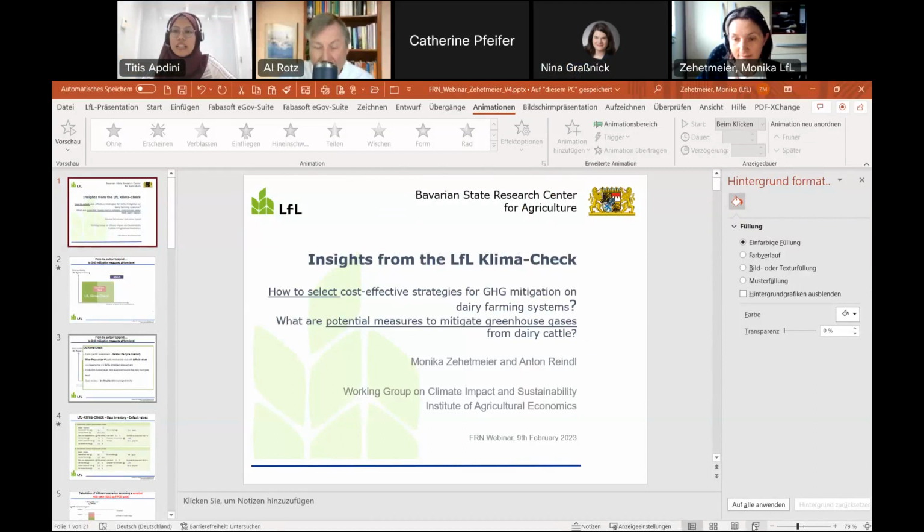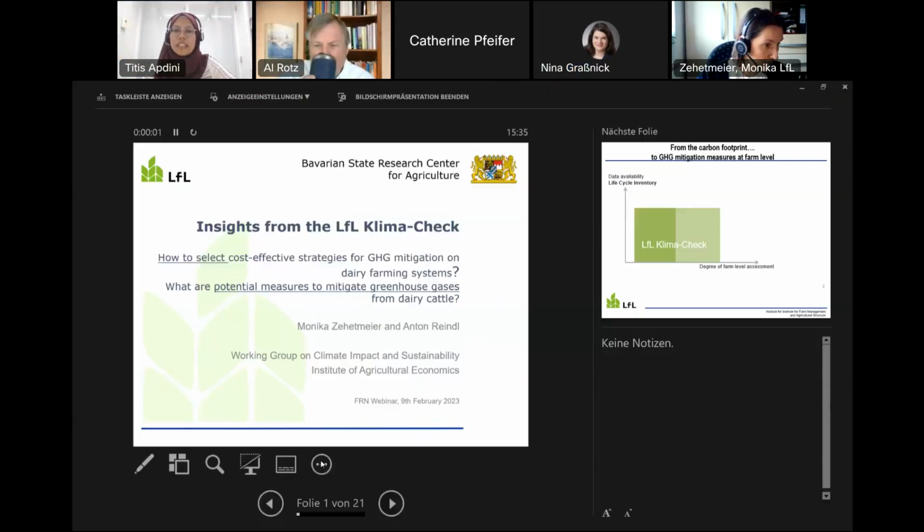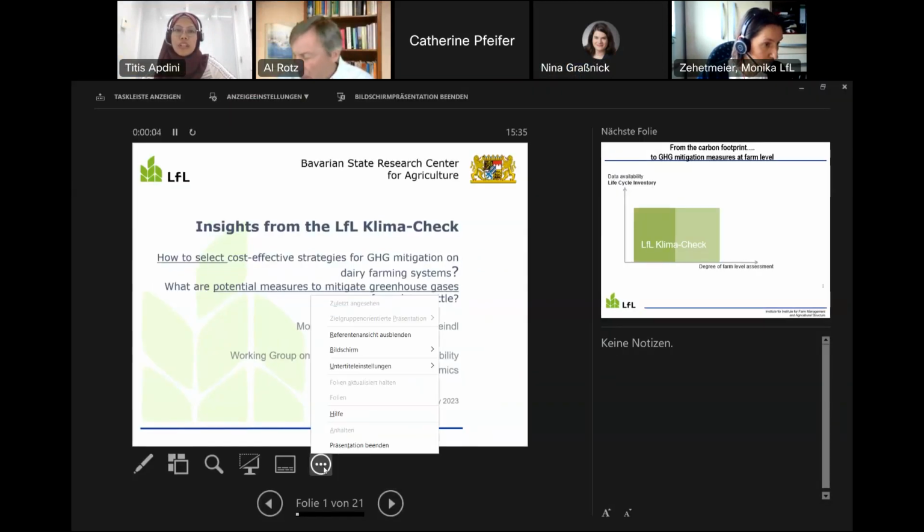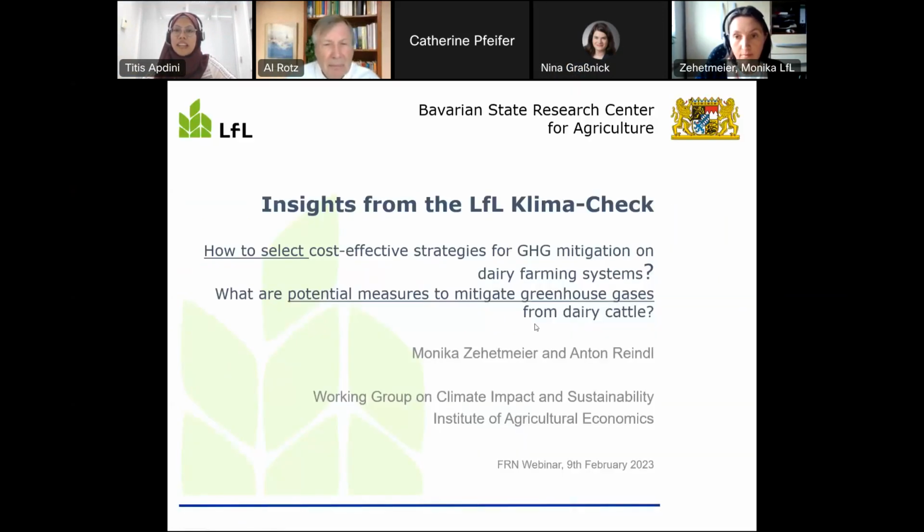She is Dr. Monika Zehetmeier. She has been working at the Bavarian State Research Center for Agriculture in Germany. We have been talking a lot about environmental indicators, but now Monika will bring a new, fresh perspective from the economics and also give us some examples of measures, investigating the most cost-effective measures for certain dairy productions, especially in Germany. Okay, Monika, over to you.